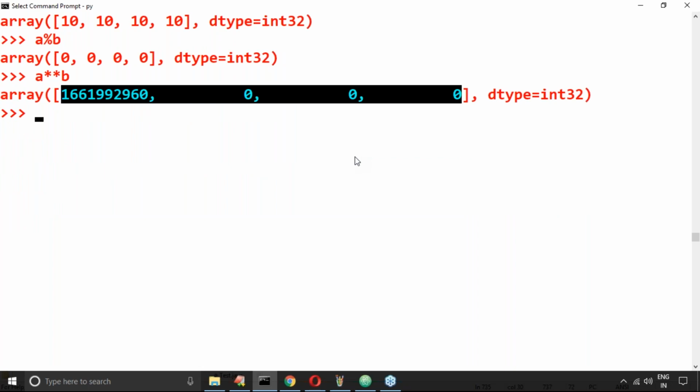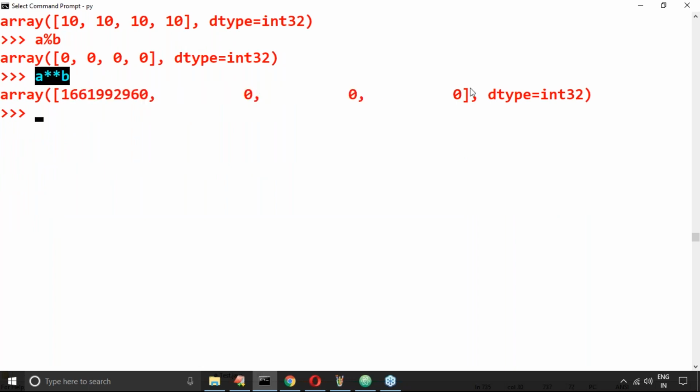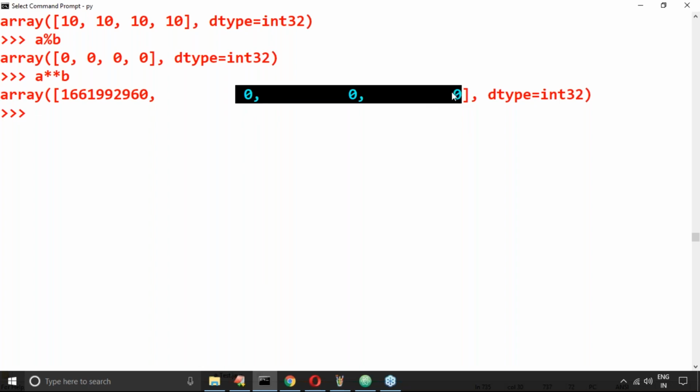What happened here? Take very special care. Whenever we are performing arithmetic operations, the power operator is telling that my type is 32 bits only. If the value is going to exceed 32 bits, then the value will be rounded to 32 bits only. Remember that. That's why we are getting zeros in these cases.